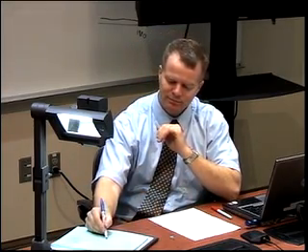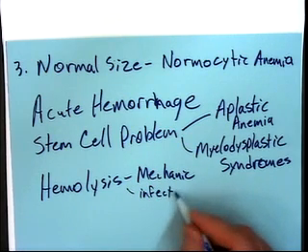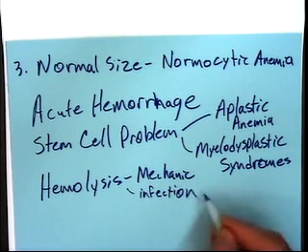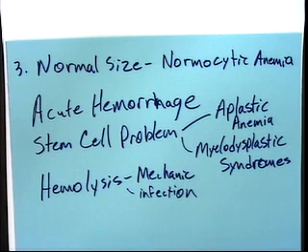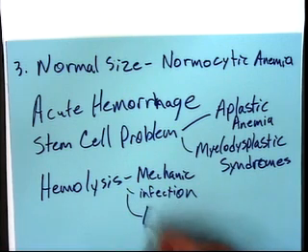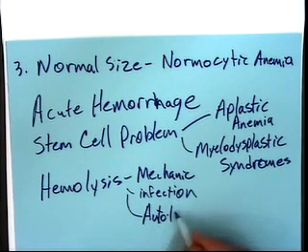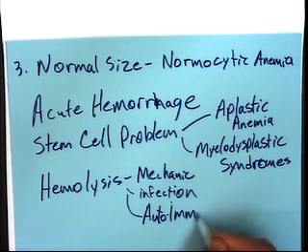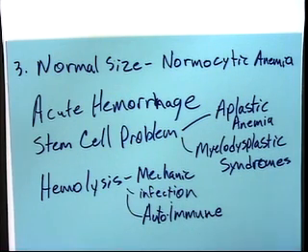Infection, where an infectious agent of whatever type is present and is destroying red blood cells, but the ones that are left are normal in size. You'll have an autoimmune anemia, and that will be where the body makes antibodies to its own red blood cells and is destroying its own red blood cells, but those that it has are normal size.